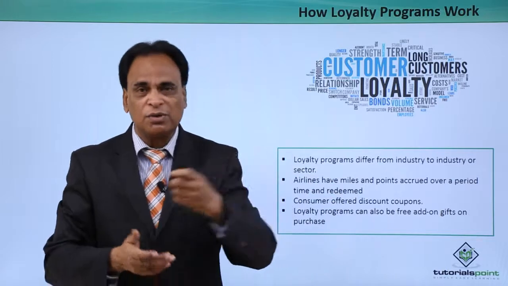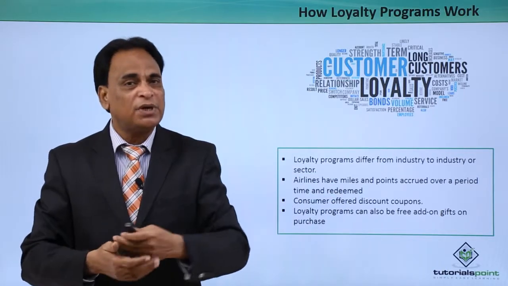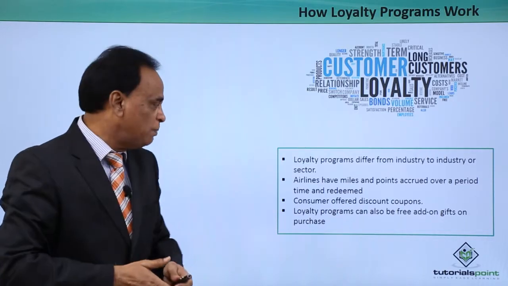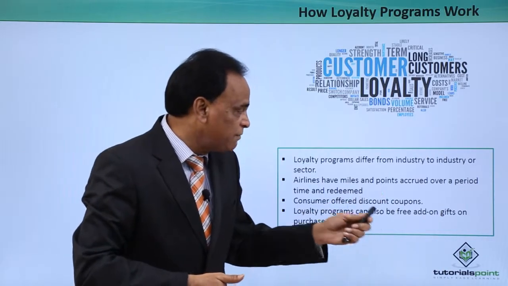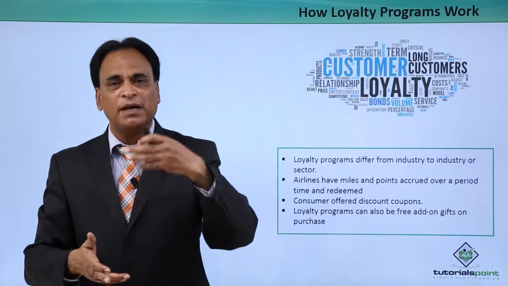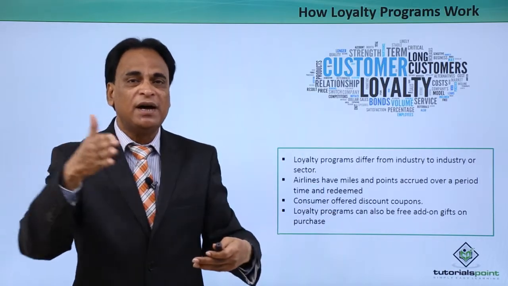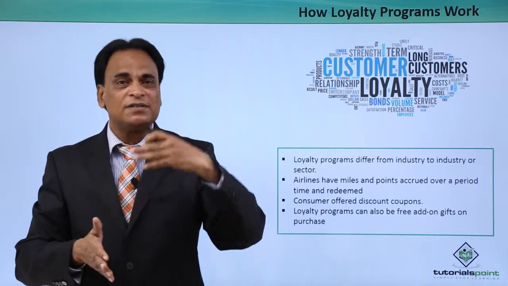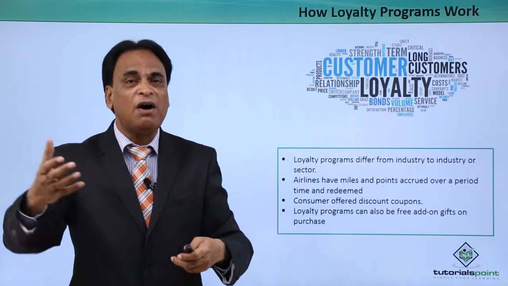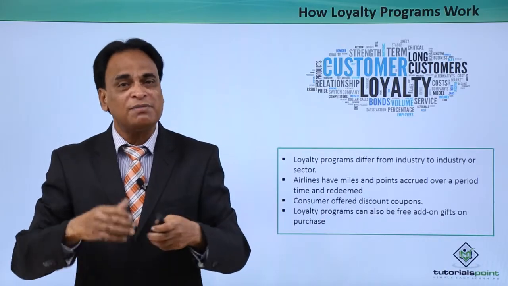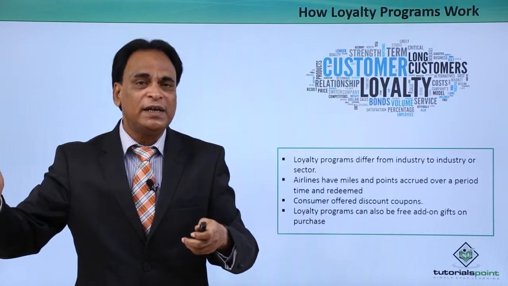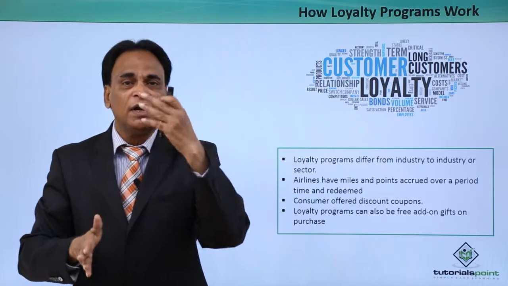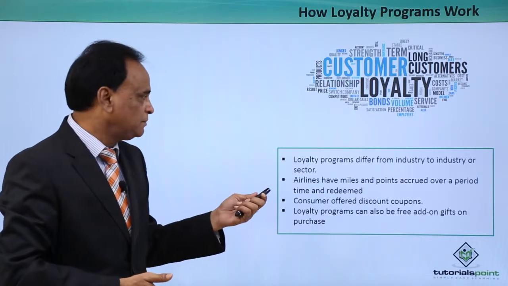Consumers are offered discount coupons. Sometimes if I buy a particular product from a particular company regularly, they offer me discount coupons. Loyalty programs can also be free add-on gifts on purchase. If I buy a particular product, a company may give me an add-on free gift. Various industries, sectors, niches and domains offer different kinds of loyalty programs. It can be a free gift, a free coupon, or a free ticket. And these are basically what loyalty programs are all about.